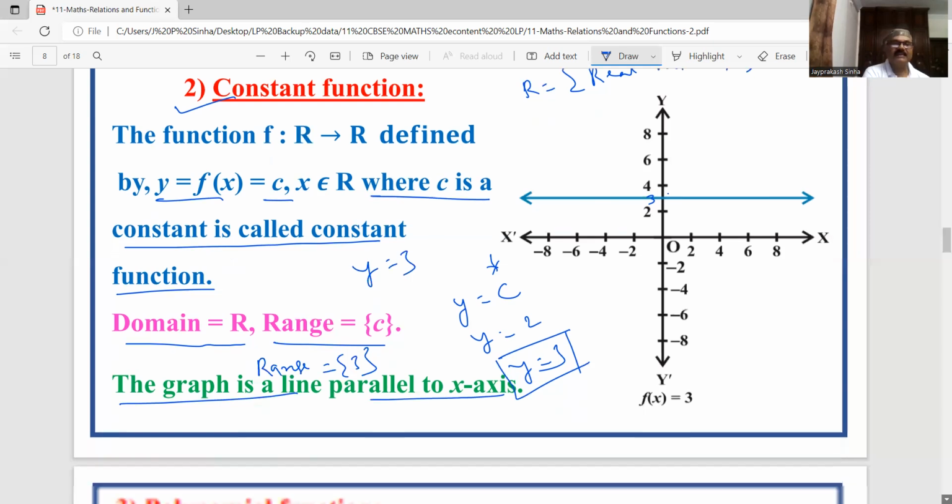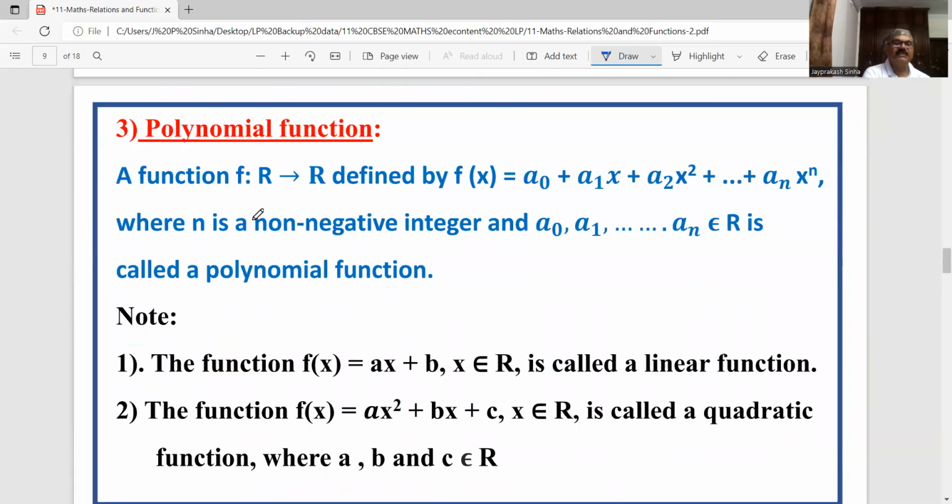Now come to the third type. The third type is a polynomial function. f is a function from R to R, where R is the set of real numbers, defined by f(x) is equal to a0 plus a1x plus a2x square plus up to anx to the power n, where n is a non-negative integer. It means this n, the power of x, cannot be a negative number or negative integer.